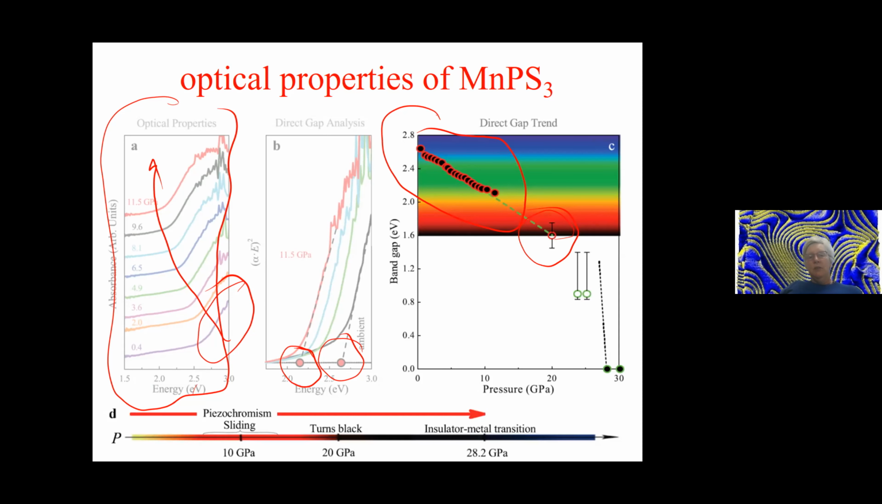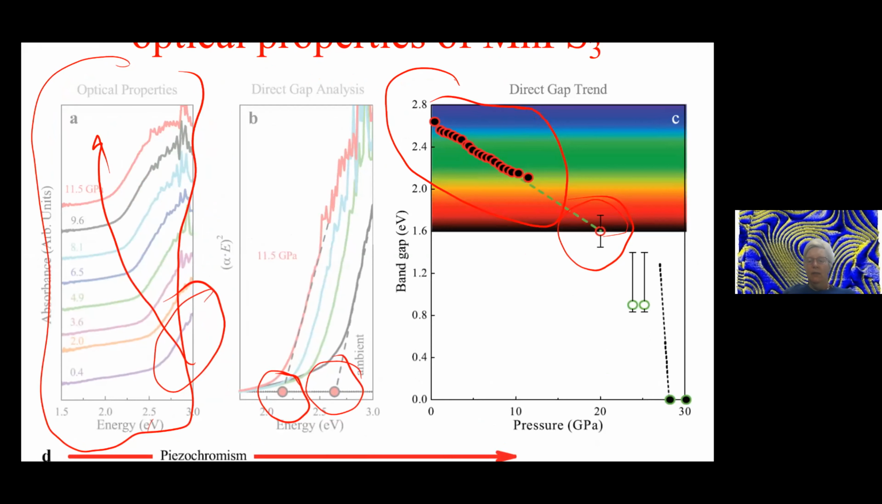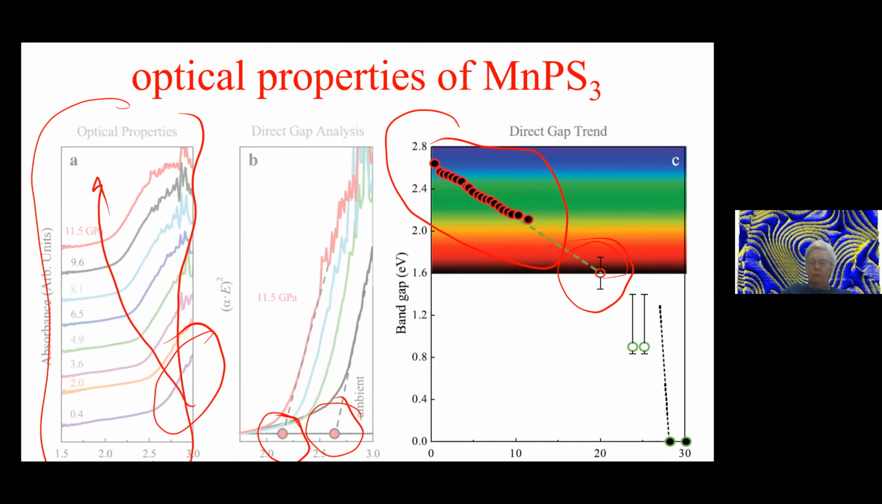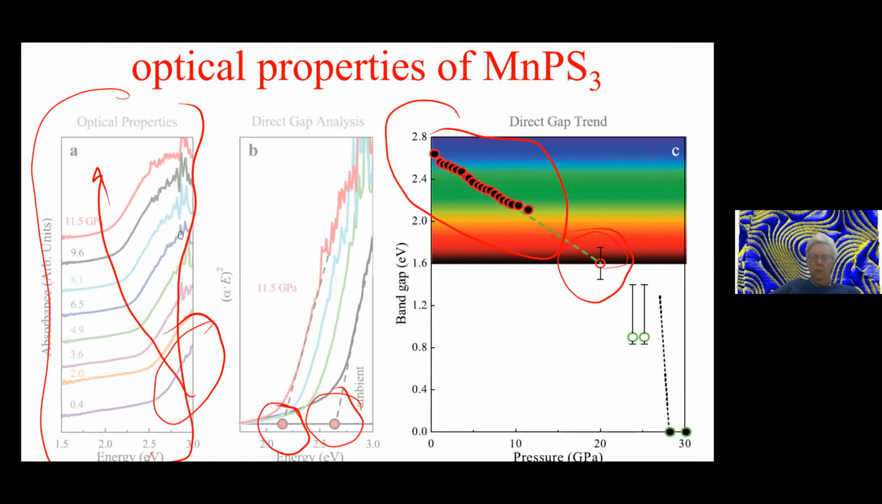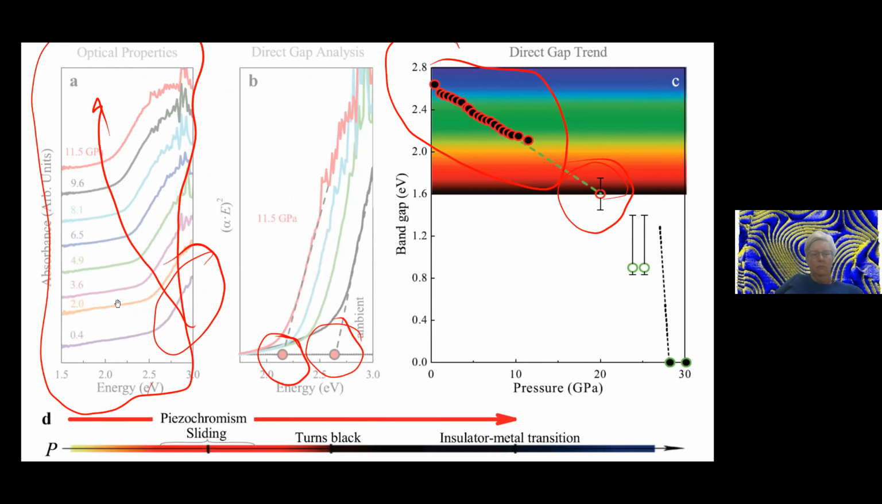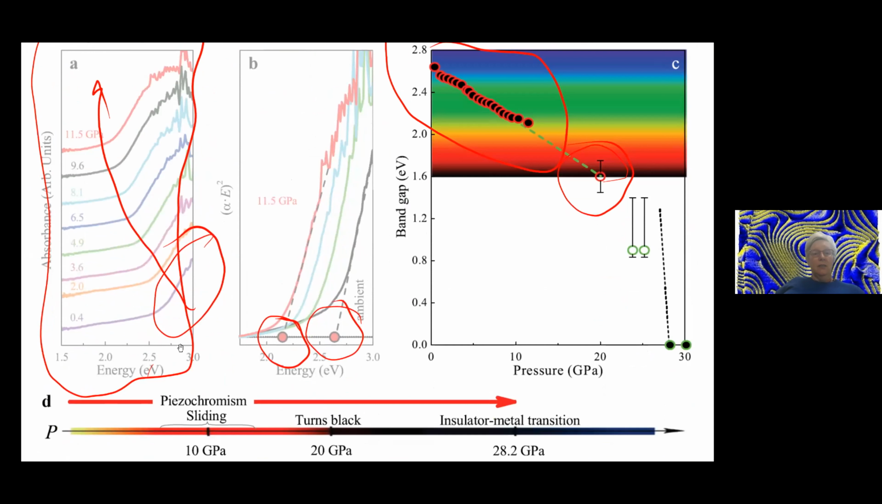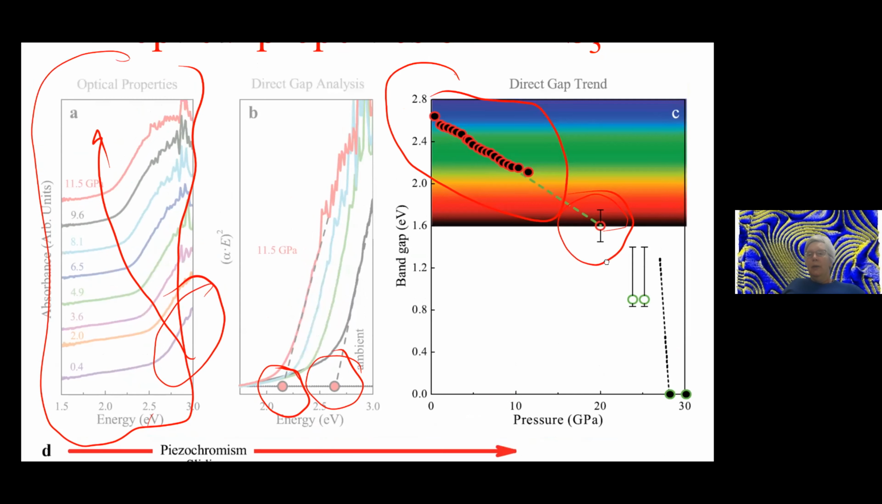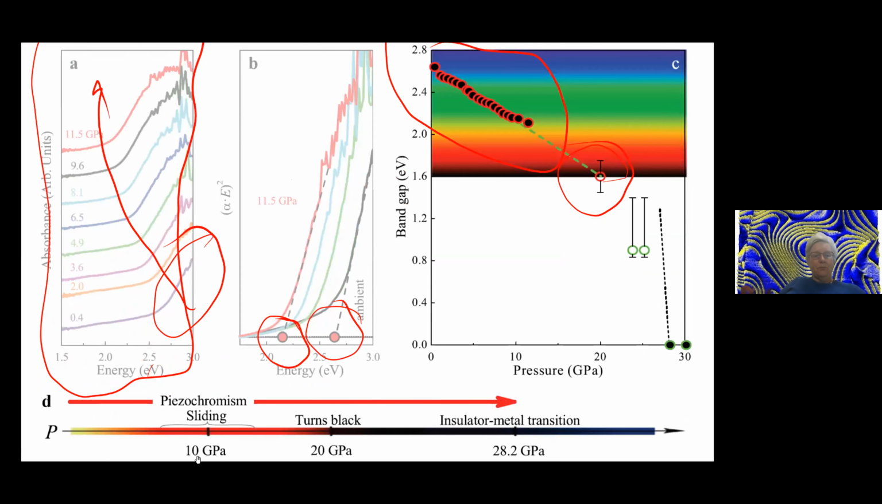Okay, so what seems to be happening here is around 10 gigapascal, there's the sliding transition. The system turns black at about 20 gigapascal as the gap moves out of the visible range. And then eventually there's a metal insulator transition up here at about 28 GPa.